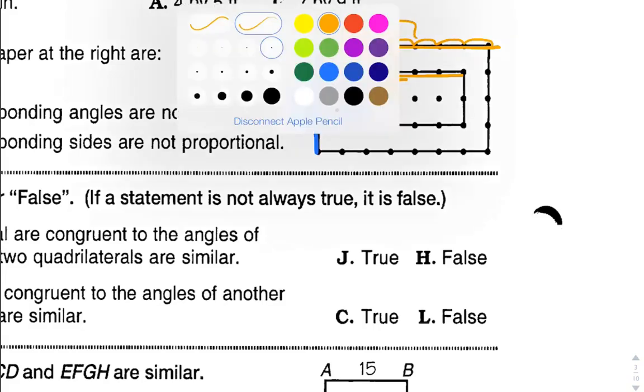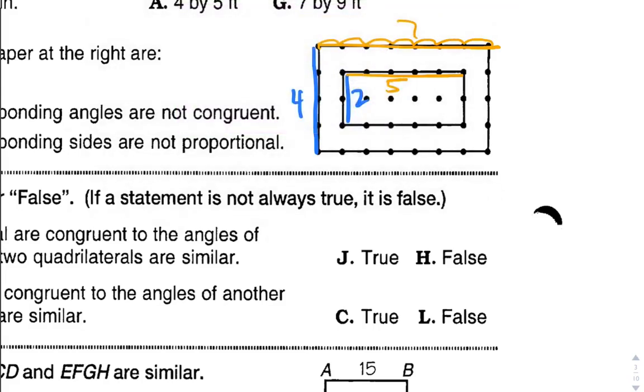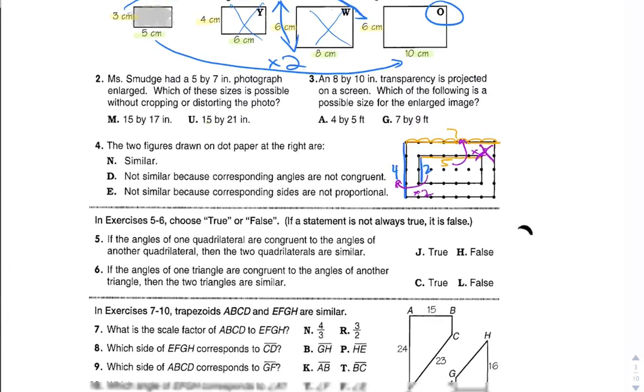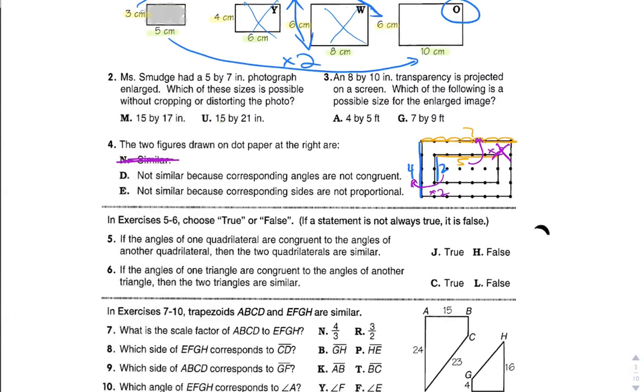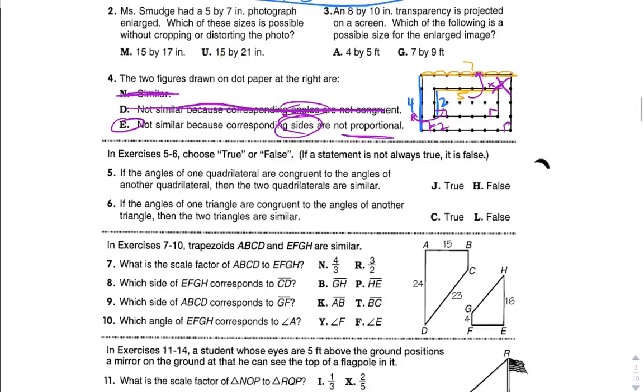Okay, so are these going to be proportional? Well, 2 to 4 is times 2. And then 5 to 7 is not times 2. So if they're not the same, they're not similar. Okay, so they are not similar. And it's not because of their angles, because they all have 90 here. They all have 90, 90, 90. It's because their sides aren't proportional. Okay, so this one's E.